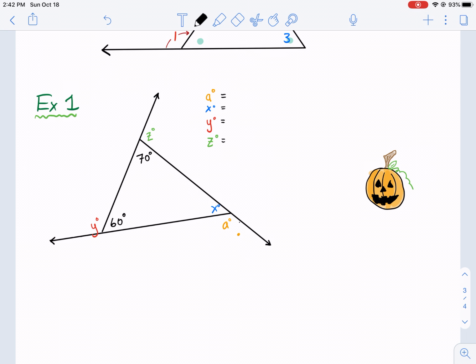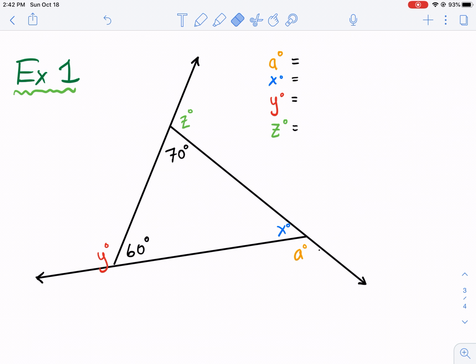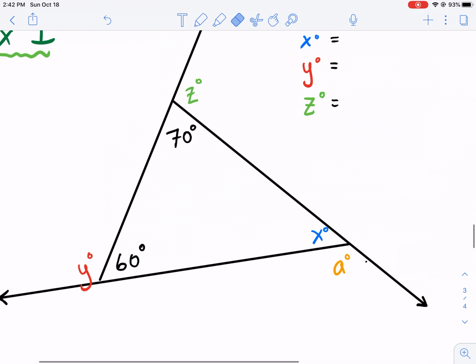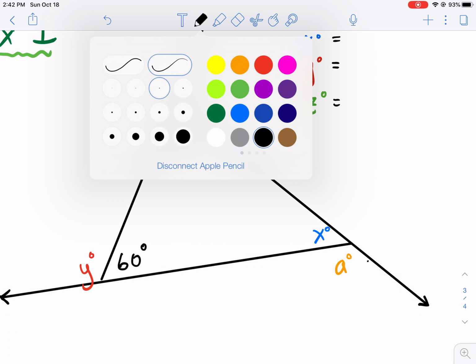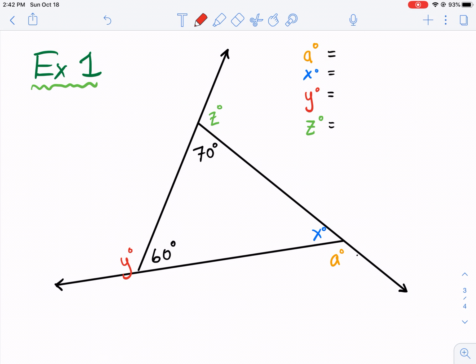Okay, so let's go ahead and move on after that little drawing lesson. So there are a bunch of different opportunities we can start with here. With this, most likely I would start with y, just because it's supplementary to 60. There's a bunch of different ways to do this, and I'm going to try to show you all of them if possible.